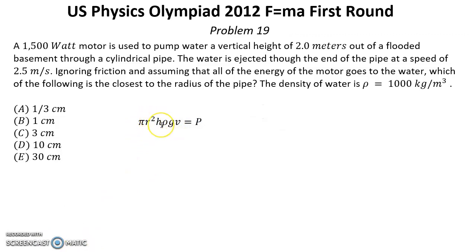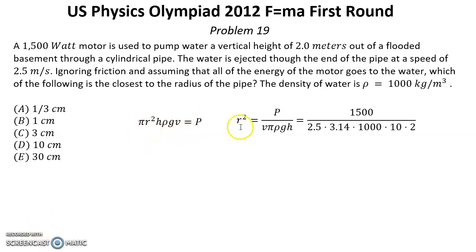Pi r square h is the total volume of this column of water, multiplied by rho, that's the total mass of this column, multiplied by g, that's the weight, or the force which produces this motion, and the force multiplied by speed is the power. And from here we can find what r square is.